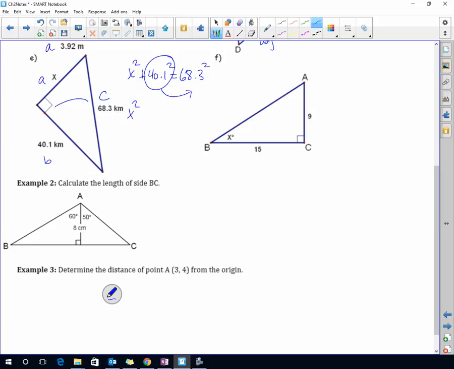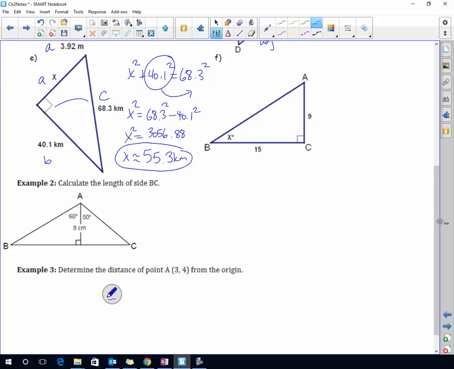I'll give you a second to figure that out. So I got x squared equals 3,056.88. Then x is approximately, how do I undo x squared? I square root it, and I get 55.3, and that would be kilometers. Now, if I get a number bigger than 68.3, I know that's incorrect because the largest side should be opposite the biggest angle, which is the 90-degree angle in this case.